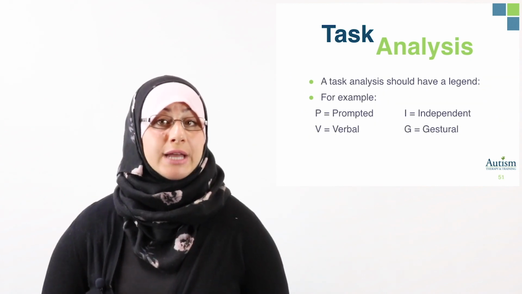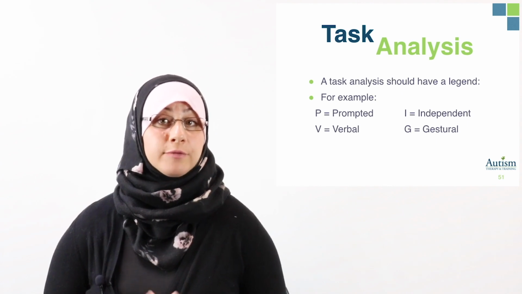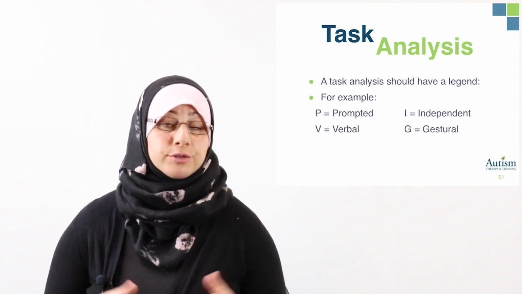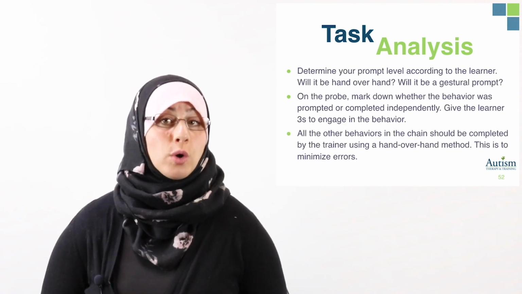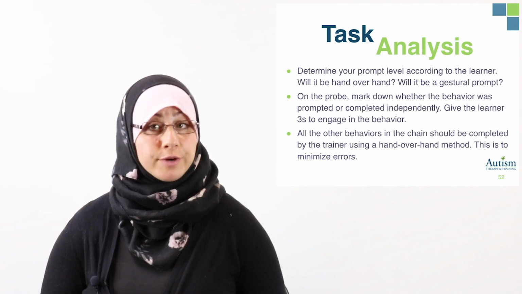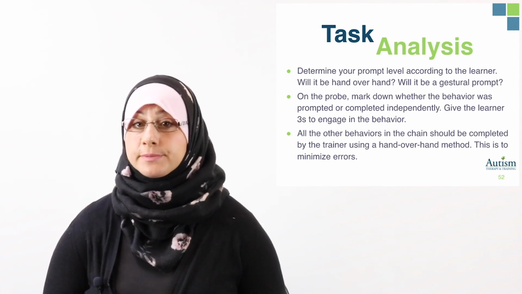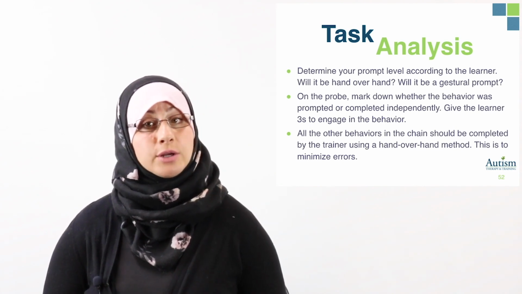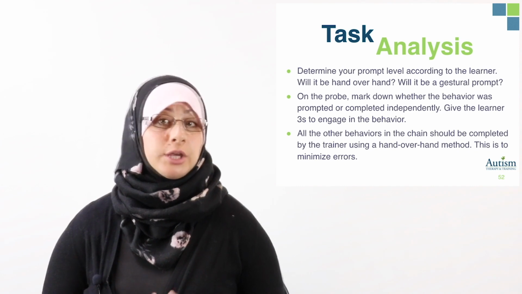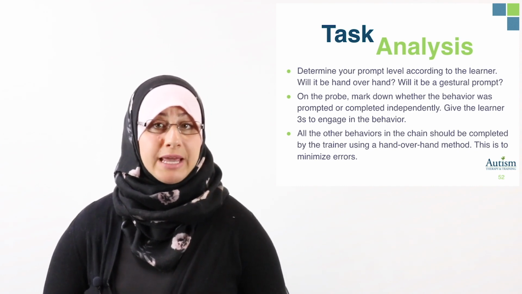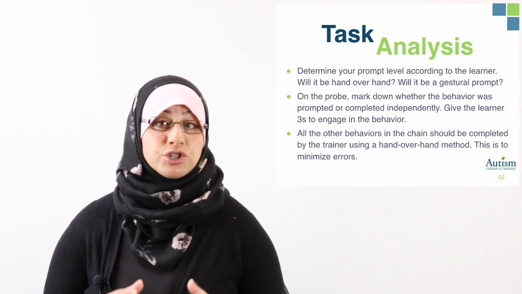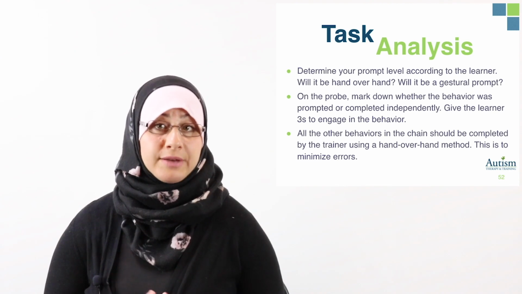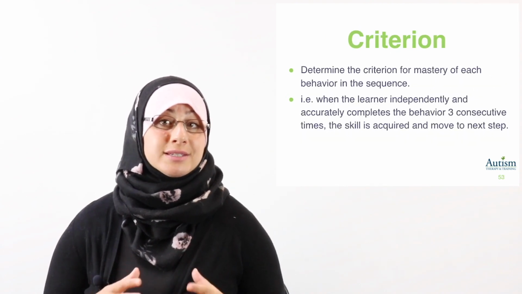A task analysis should have a legend. For example, P for prompted and I for independent, V for verbal, or G for gestural. Determine your prompt level according to the learner. Will it be hand over hand? Will it be gestural prompts? On the probe, mark down whether the behavior was prompted or completed independently. You can give the learner 3 seconds to engage in the behavior. All the other behaviors in the chain should be completed by the trainer using a hand-over-hand method or the prompt level determined. This is to minimize errors.